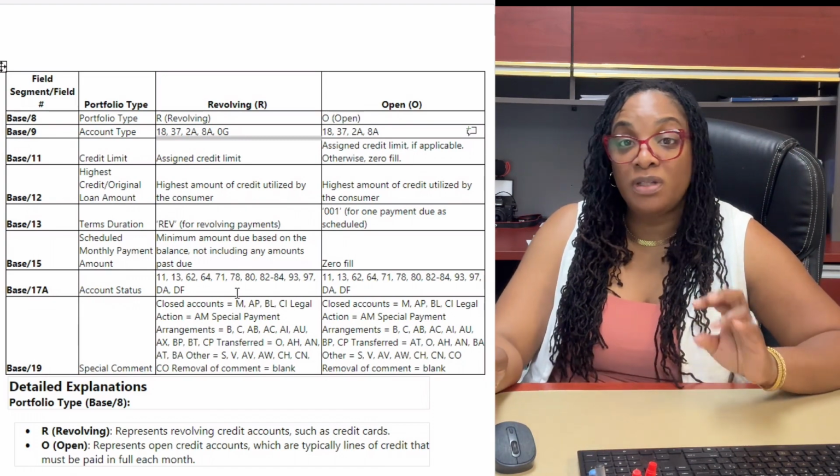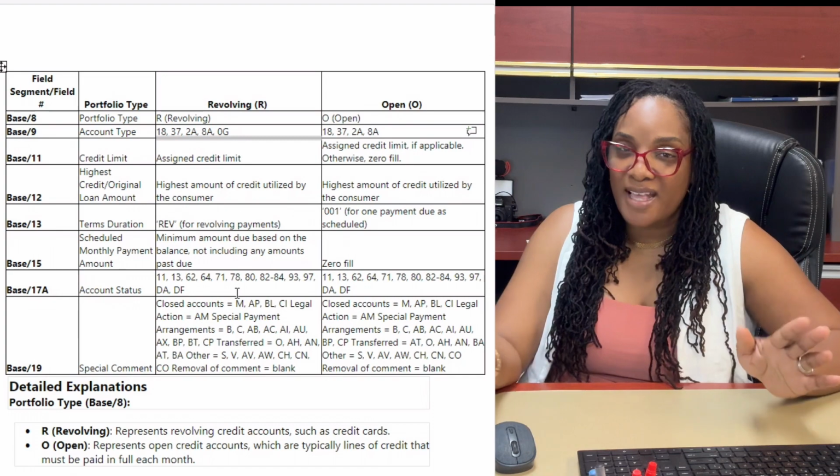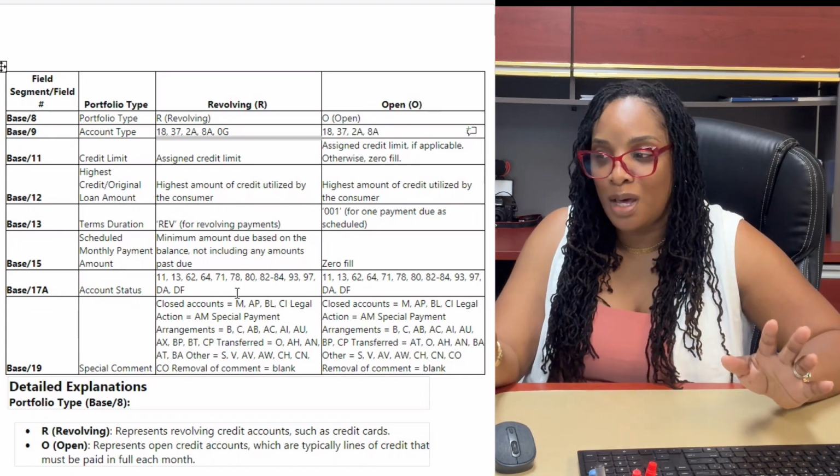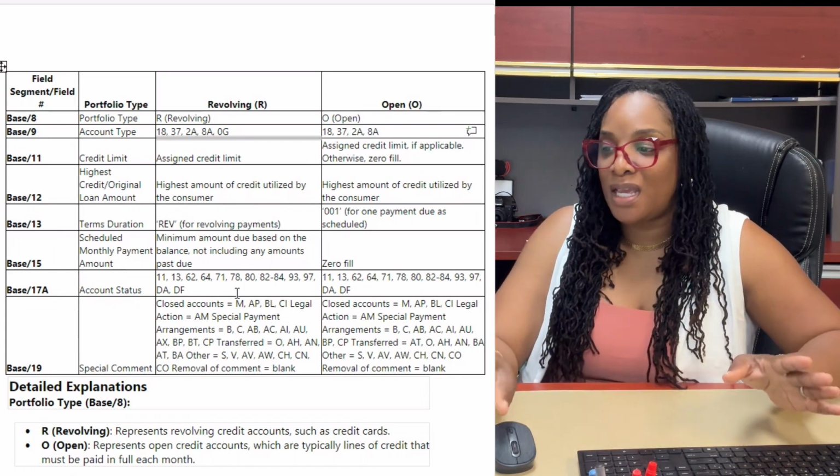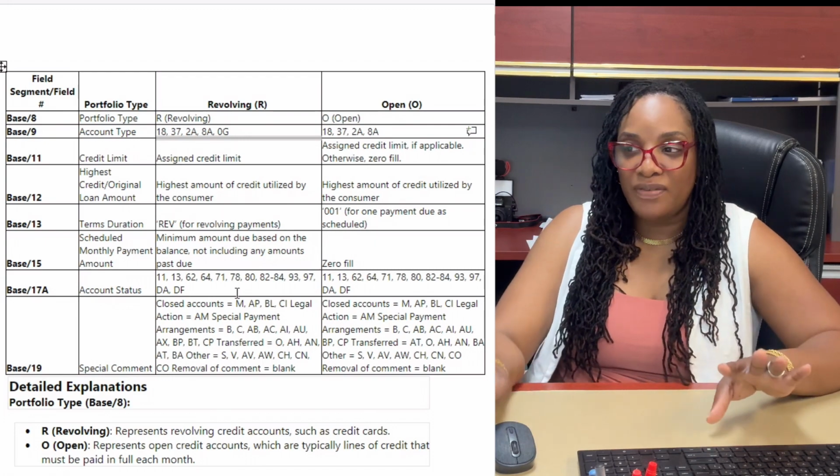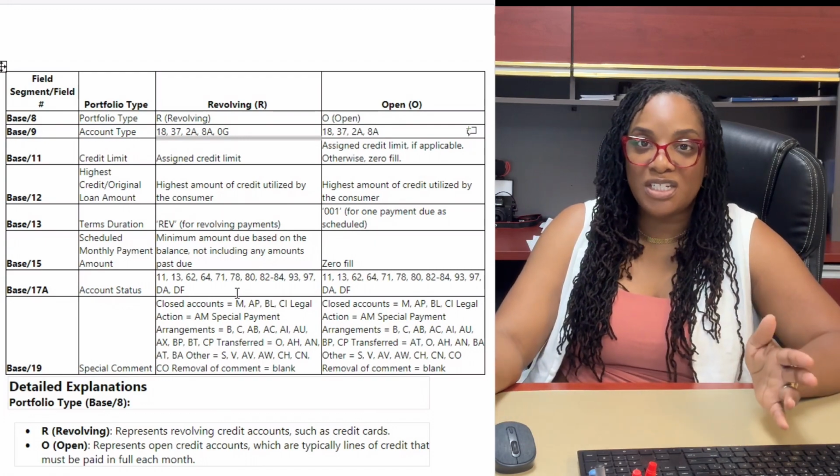Now, base segment field 19, special comments, that's a whole other thing. It's really long. I'll let you take a look at it, but I'm not going to call out every single thing because I don't want to lose your attention for sure.